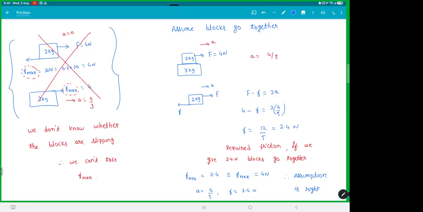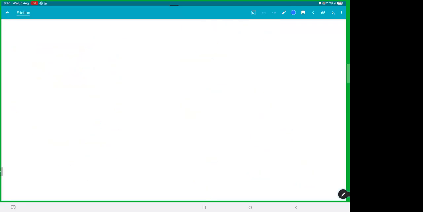Let's see the other case. What would happen if the assumption fails? So let me give an example of that also. Same question, I'll take the same numbers.